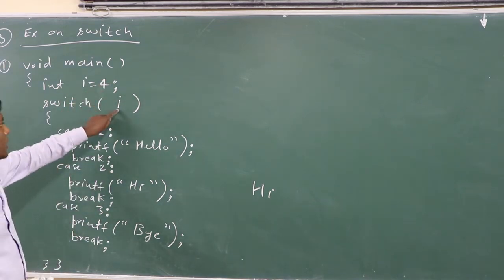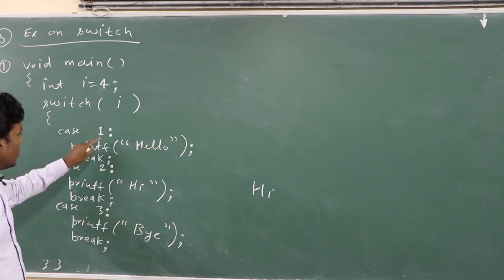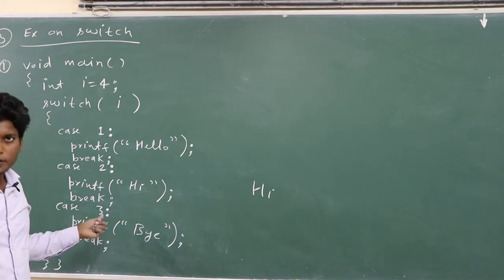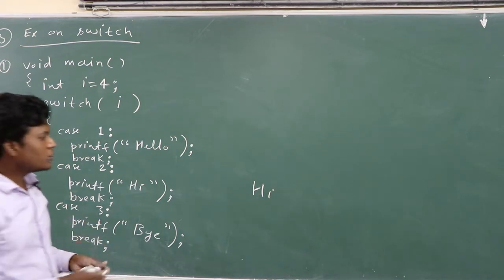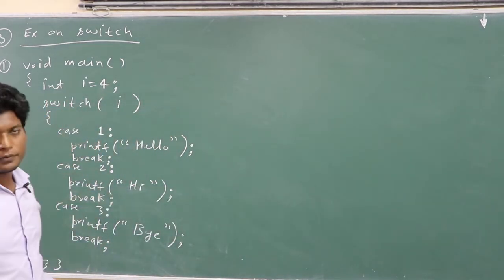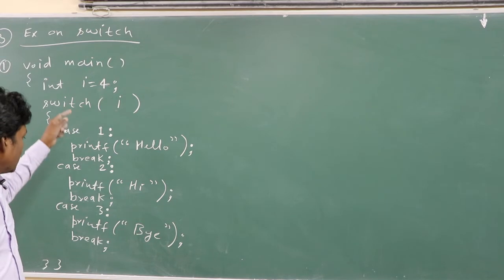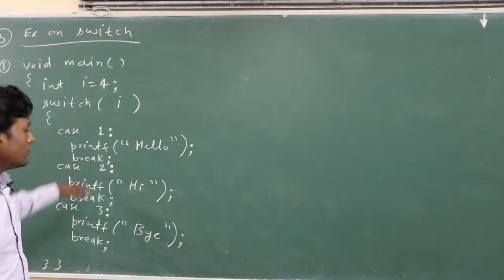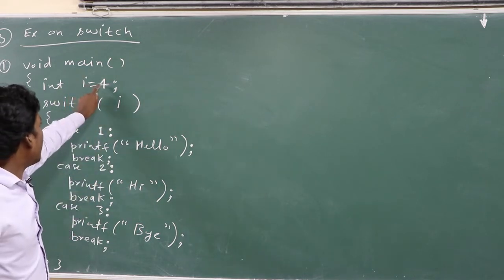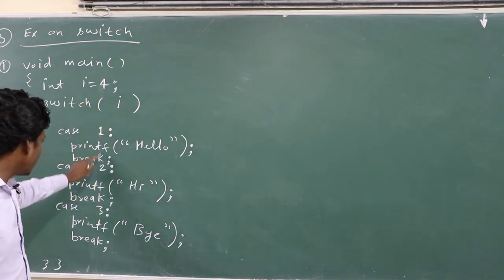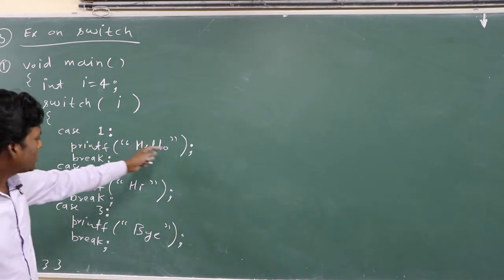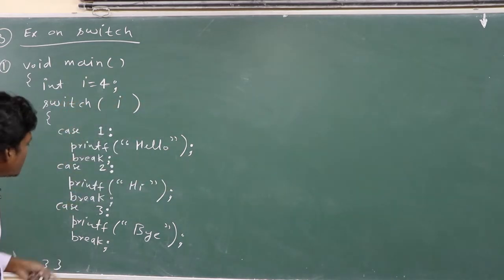Now here 4 matches with 1, no. 4 matches with 2, no. 4 matches with 3, no. What will be the output? Nothing. There is no output. But this program is true. This program is right. There is no problem in this program, but there is no output, because I have value 4, and 4 does not match any case. Okay? So there is no output, but this program is true.